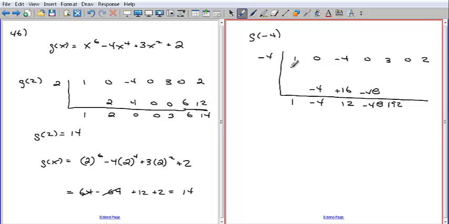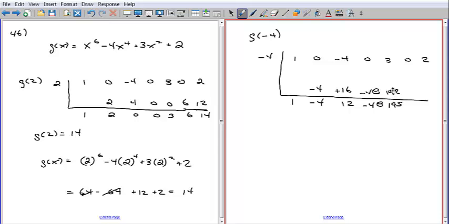192 times negative 4 is negative 768. Negative 768 times negative 4 is 3,000. Wait a second. I'm getting carried away here. Sorry. Okay. So that's right. This was 48 times 4 is 192. Okay, so this is 192. Add these two together, you get 195.